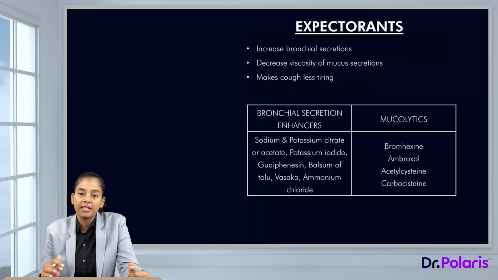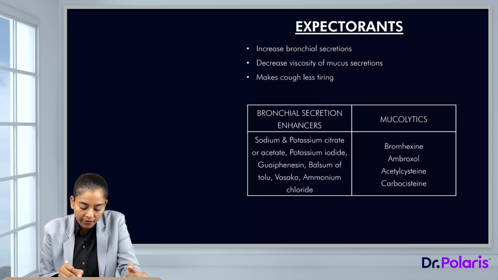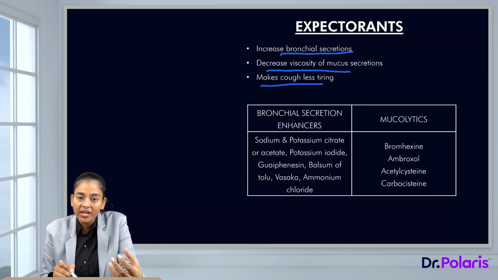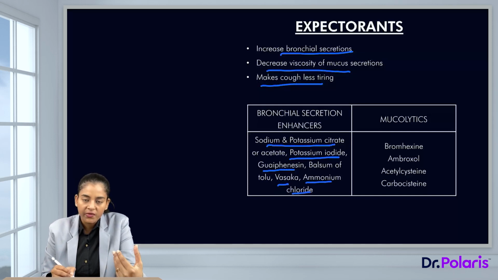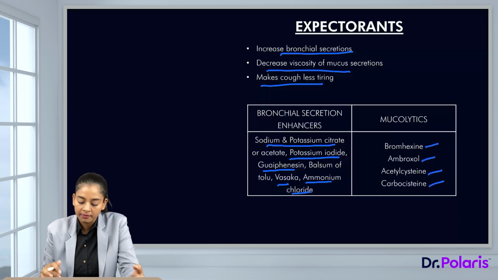Moving on to expectorants, these are used in productive cough, to expel the mucus out from the bronchial tree. They increase the bronchial secretions and decrease the viscosity of the mucus so that it is easy to expectorate out. It makes the cough much less tiring. Some of the bronchial secretion enhancers include sodium and potassium citrate, potassium iodide, guaifenesin, Vasaka, ammonium chloride, etc. There are many drugs. We can remember at least 2 or 3. The mucolytics include bromhexine, ambroxol, acetylcysteine and carbocisteine.